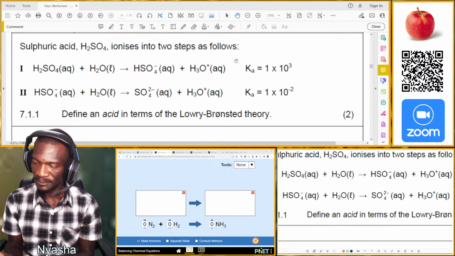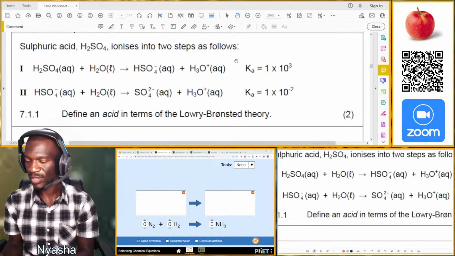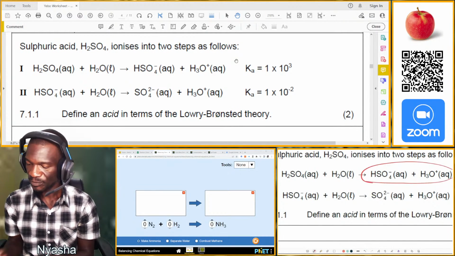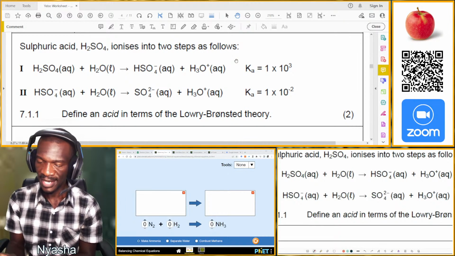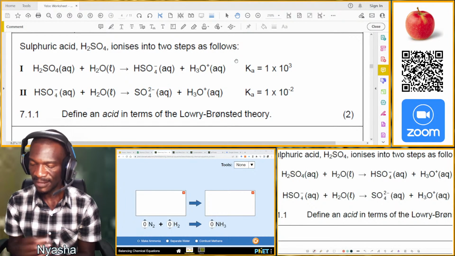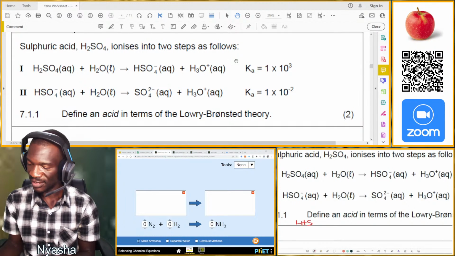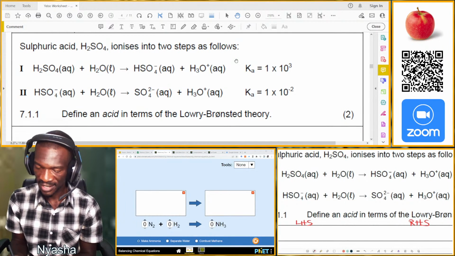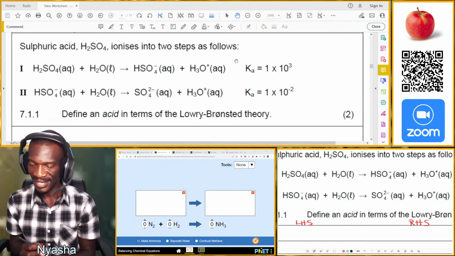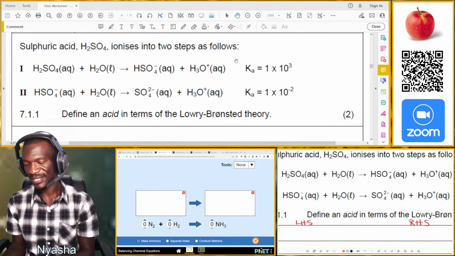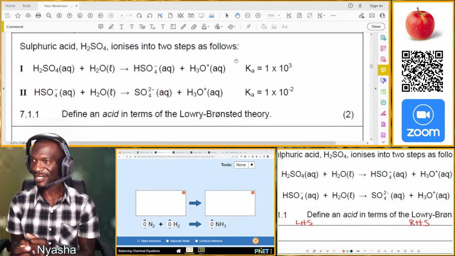We have an H2SO4. We have H2O, which is the water, and these are our products. So let's first look at the hydrogens. So we have a left-hand side of the chemical reaction and a right-hand side. We have hydrogen, we have S, and we have oxygen. So let's just assume this is a table that I've created.